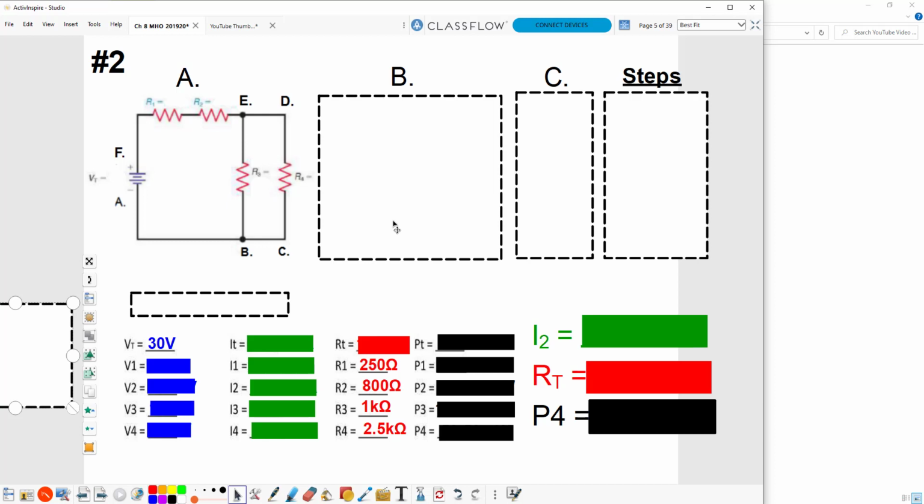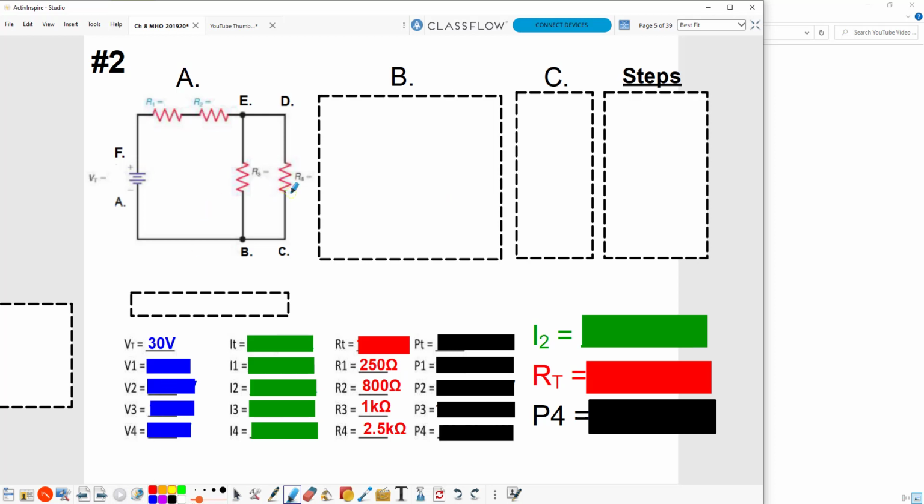So to begin with, we fill in our known values. We were given 30 volts, and we were given all of our resistance values: 250, 800, 1K, and 2.5K. Since this is a combination circuit, we cannot add all these together. We cannot reciprocate all of these because some of them are in parallel, some of them are in series. So what we have to do is figure out what is in parallel and what is in series.